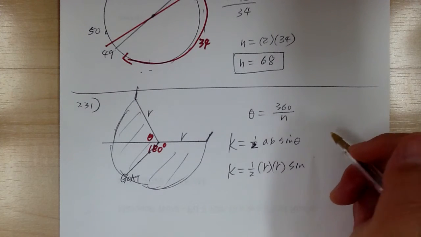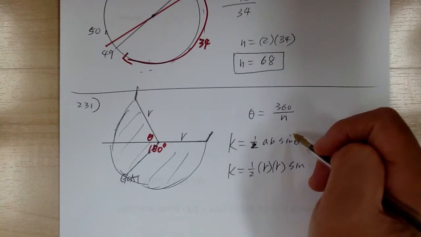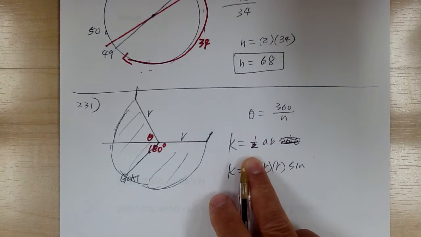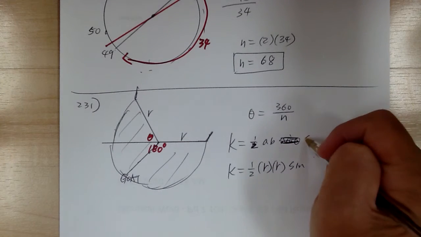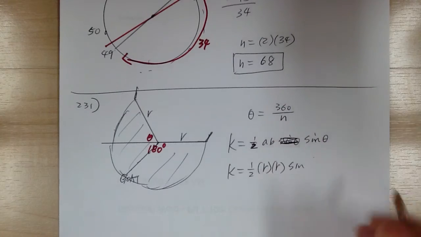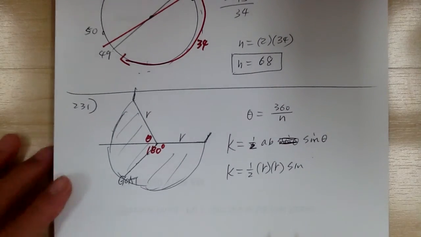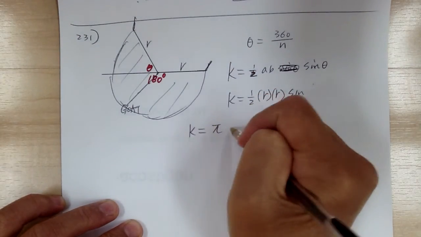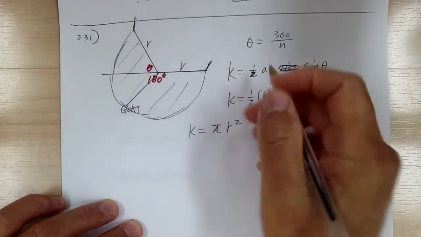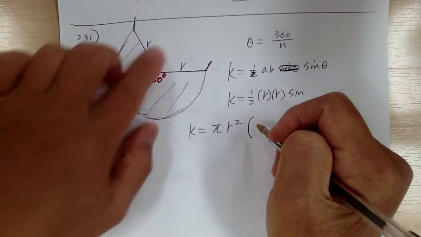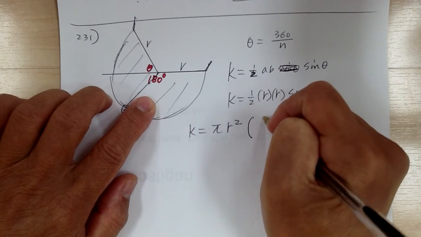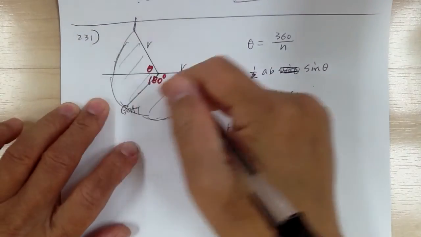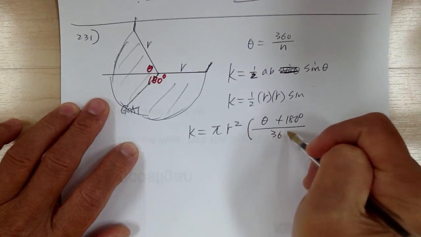Instead of using sine theta, let's use a ratio. Since we don't know the theta, this is going to be harder to do, so let's not do that. Let's just use an easier formula. So K would be equal to pi R squared, that's a whole circle, times the ratio of these. So it would be theta plus 180, which gives you the angle, divided by 360.